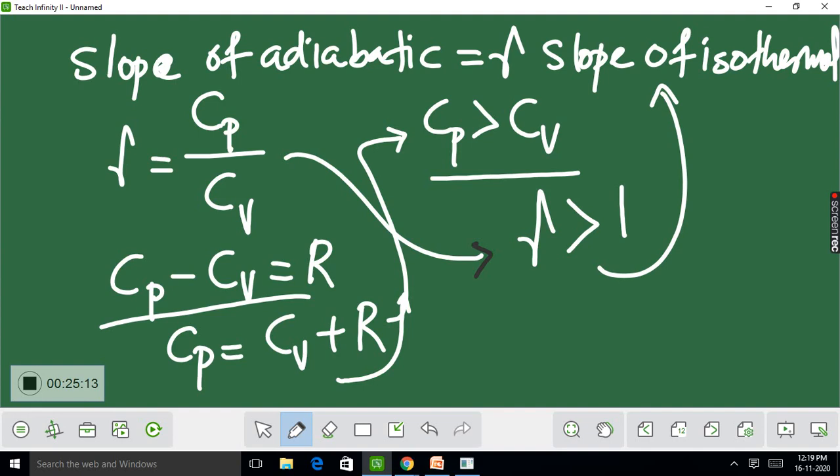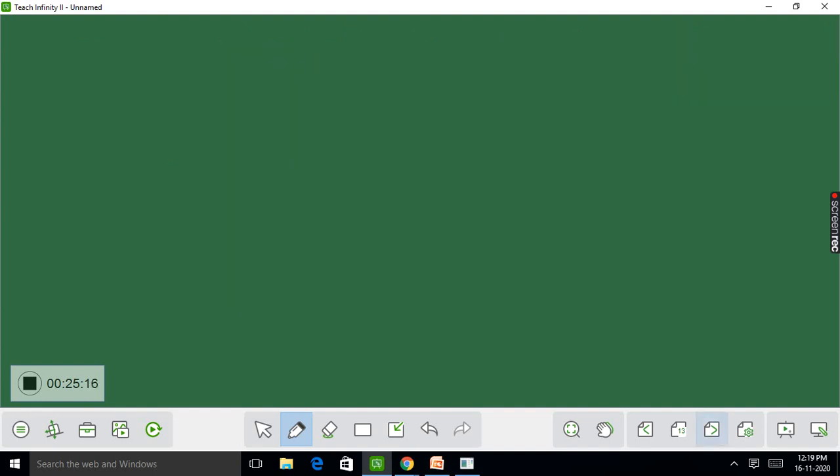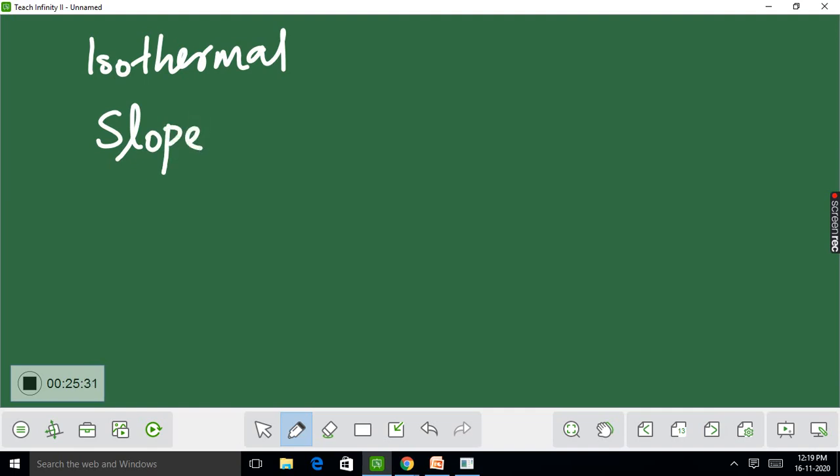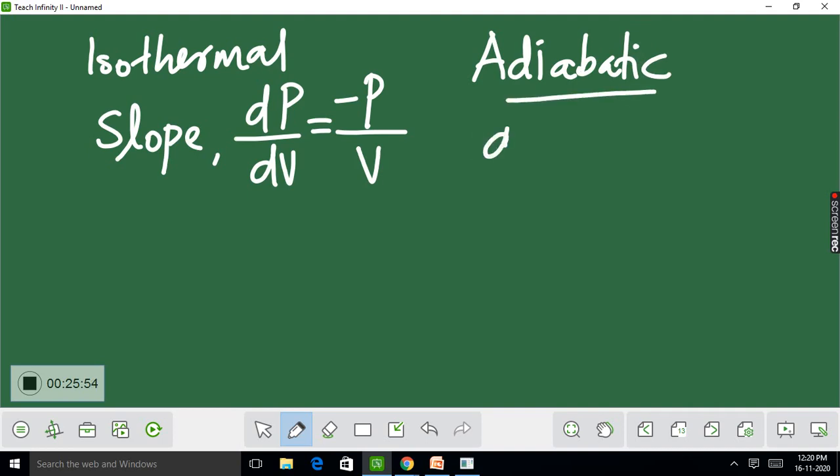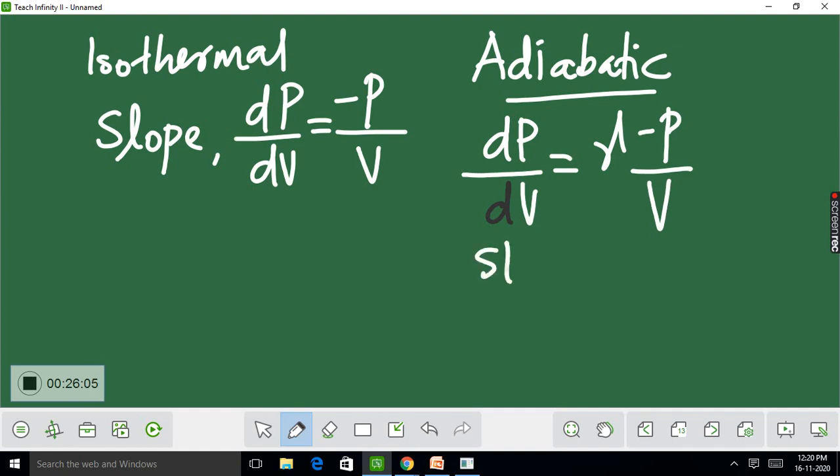From this we can deduce another result. We know that for the isothermal process, the slope was obtained as dP by dV equal to minus P by V. And in the case of the adiabatic process, the slope was obtained as dP by dV equal to gamma times minus P by V.